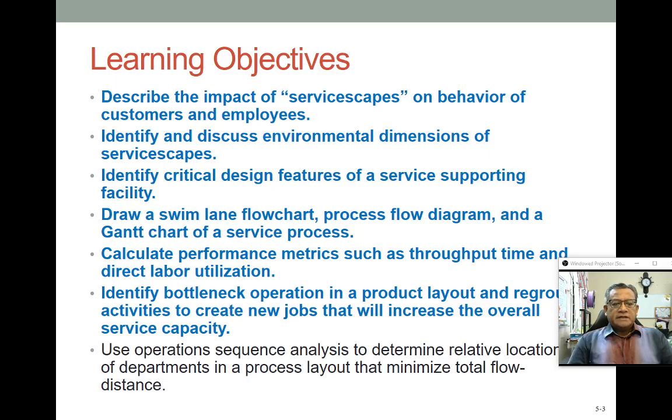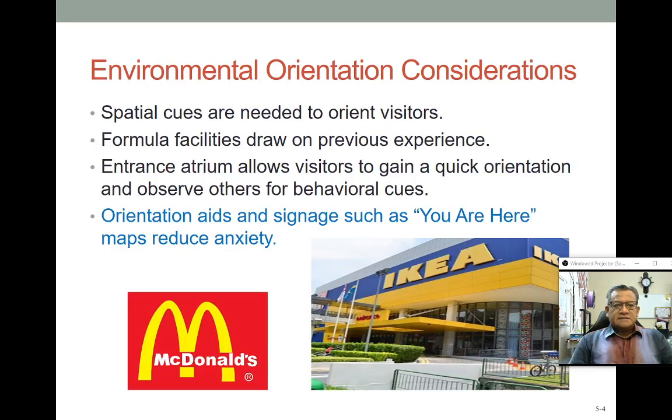You should be able to identify the bottleneck operation, which is the slowest process in the process flow, in order to produce an efficient layout and to create new job process flows so that the overall service capacity can be as efficient as possible. Those are a few learning objectives that we need to understand and absorb within this chapter. Okay, let's get started.